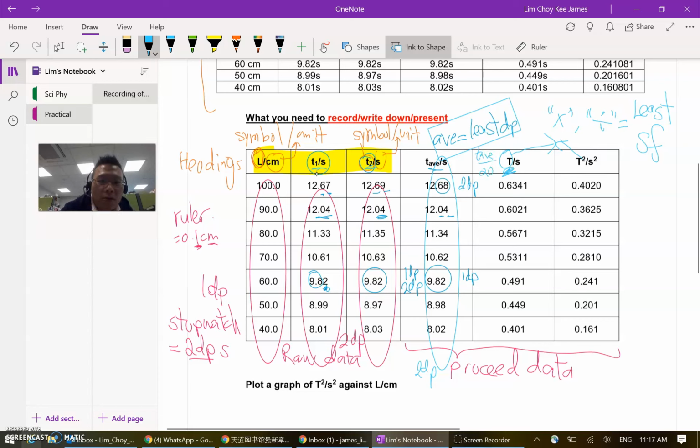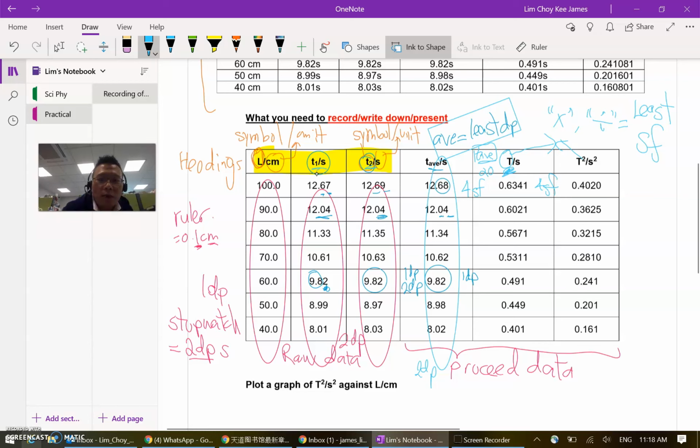So for T average, the raw data used for the first row will be 12.68. This is actually 4SF. So for T1, this will be 4SF. I'm looking at how I should present my period, capital T. I will look at SF because it's a division, so it will be 4SF. Since there is only one data, period capital T will follow the least SF of the raw data. So in this case, my capital T will be recorded to 4SF.